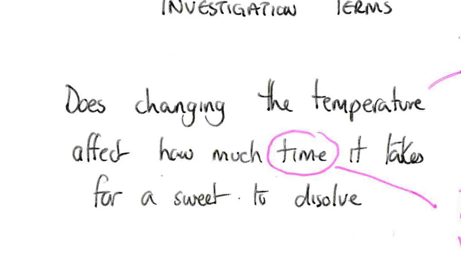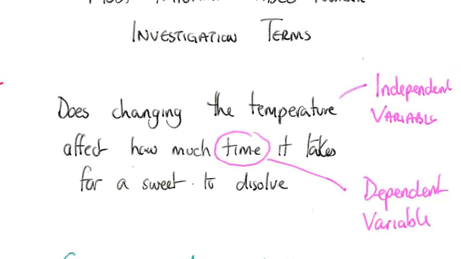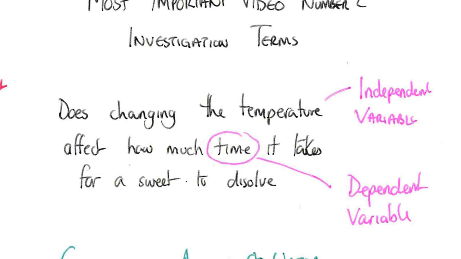So let's imagine we're trying to find out what effect temperature has on how quickly it takes for a sweet to dissolve in water. Okay, what effect does it actually have? So the temperature would be the independent variable. That's the thing that we change beforehand, and by changing the temperature, the time is affected. So the time is the dependent variable. It depends on what you did to the independent variable.